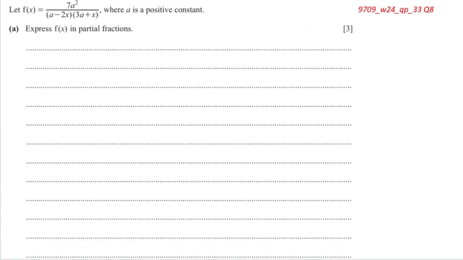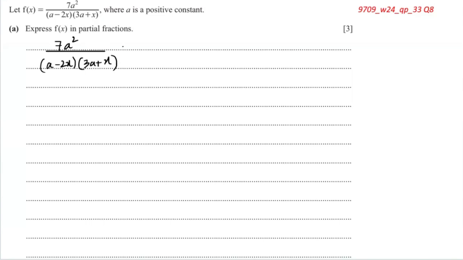Another question on partial fractions. This one is from Winter 24, question paper 3, question 8 on that exam. So it's a tricky question. Initially, it looks like this is an improper fraction since there's a squared term in the numerator and the denominator is also a quadratic. But look at this one. We need to express this as partial fractions, but a is a positive constant. So even if you square a constant, it will still be a constant. So this is the normal simple type of partial fraction with linear factors in the denominator.